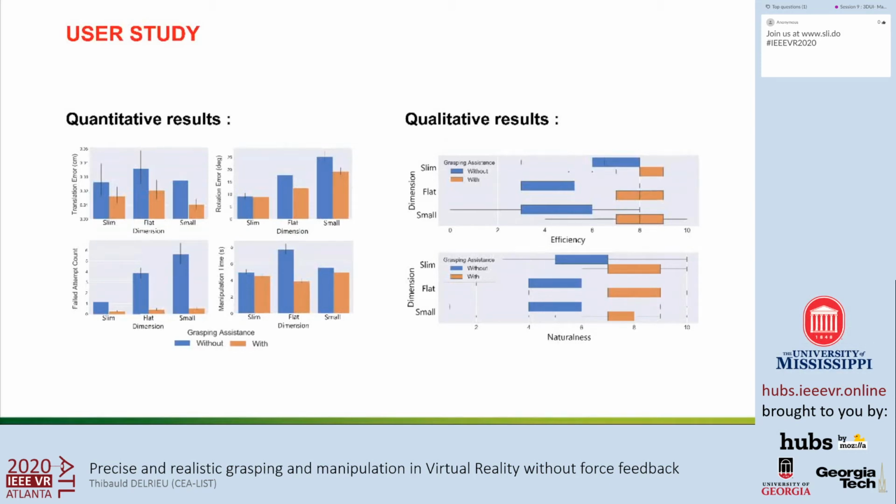For the qualitative results, we can see a significant impact of the grasping assistance on the efficiency and naturalness feeling of the users. In fact, I chose really hard to grasp objects in order to highlight the high relief brought by the grasping assistance, which brings the feeling of grasping an object normally.